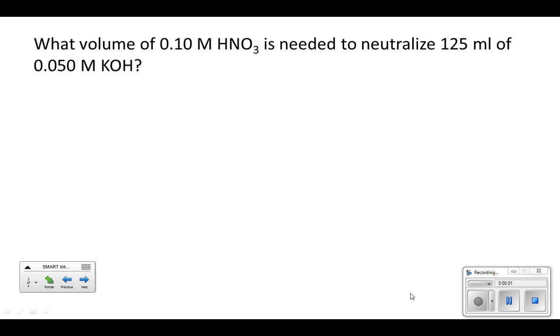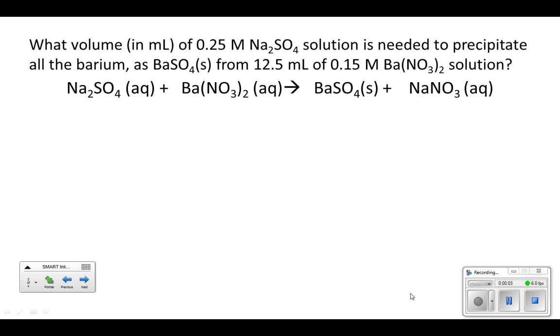Let's do another stoichiometry problem, sorry. There it is. What volume in milliliters of 0.25 molar sodium sulfate solution is needed to precipitate all the barium as barium sulfate solid from 12.5 milliliters of 0.15 molar barium nitrate solution? This is a stoichiometry problem.